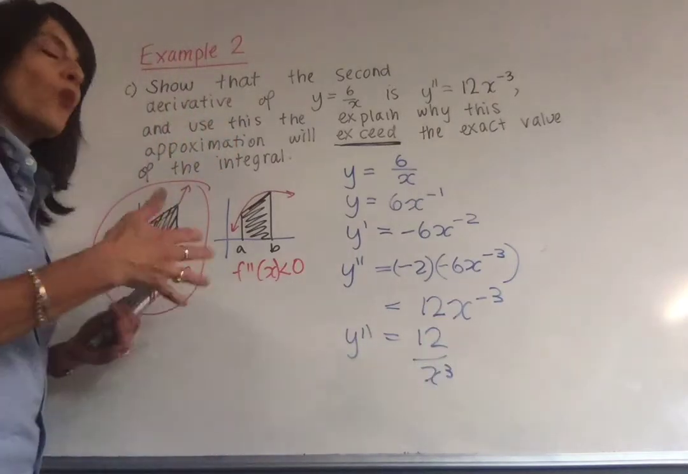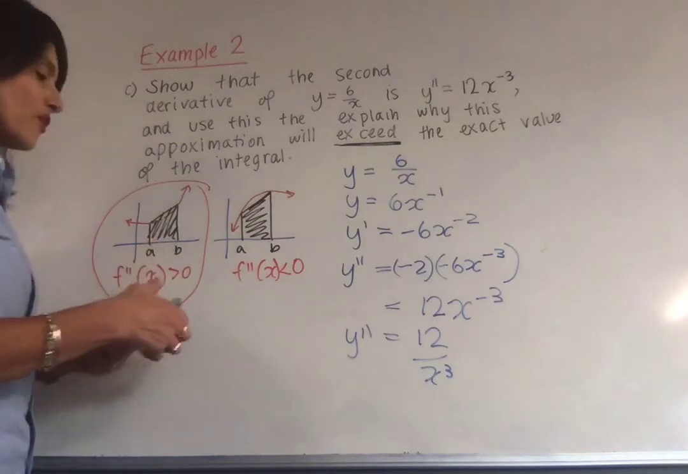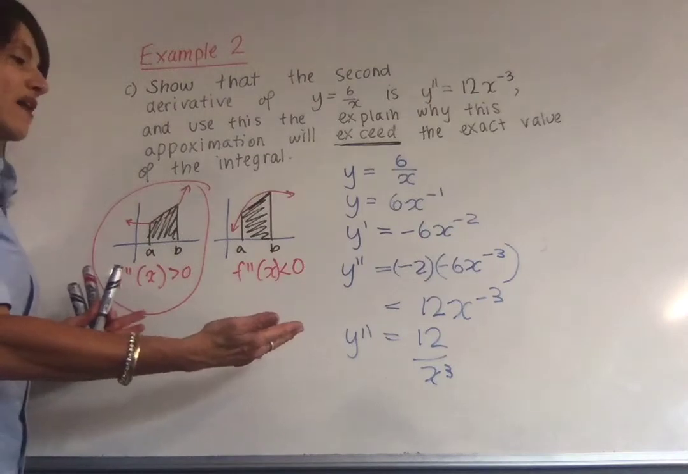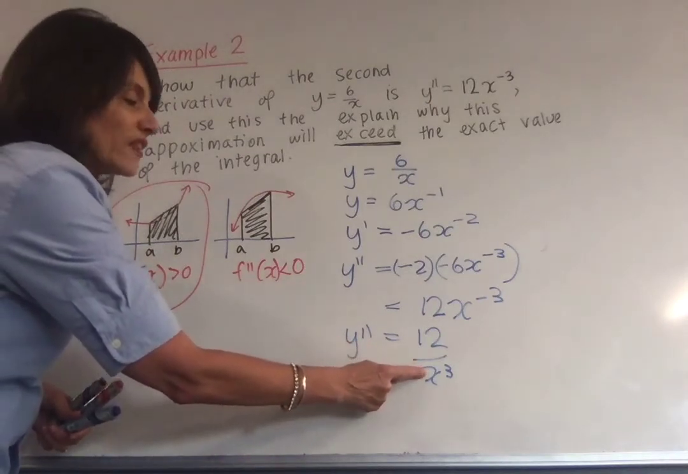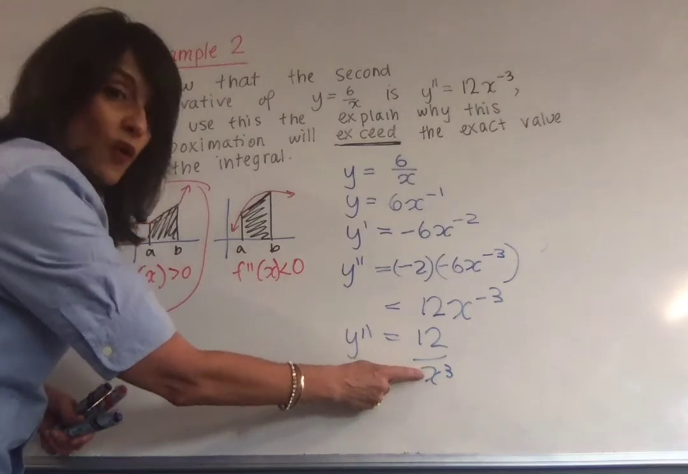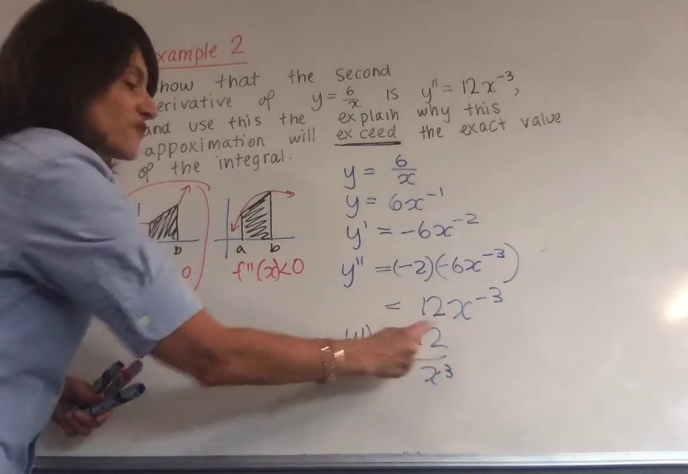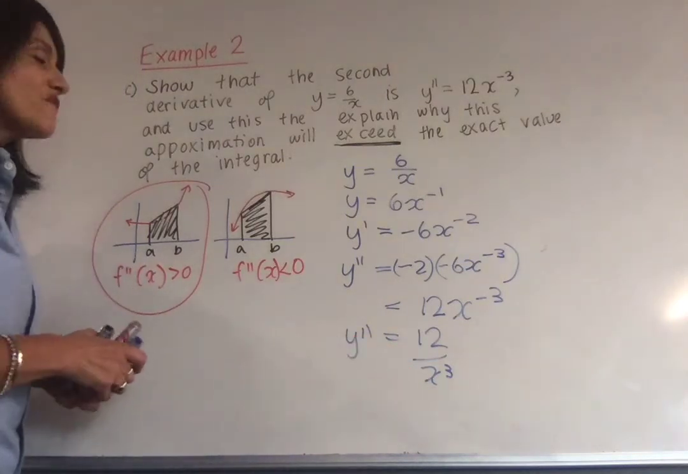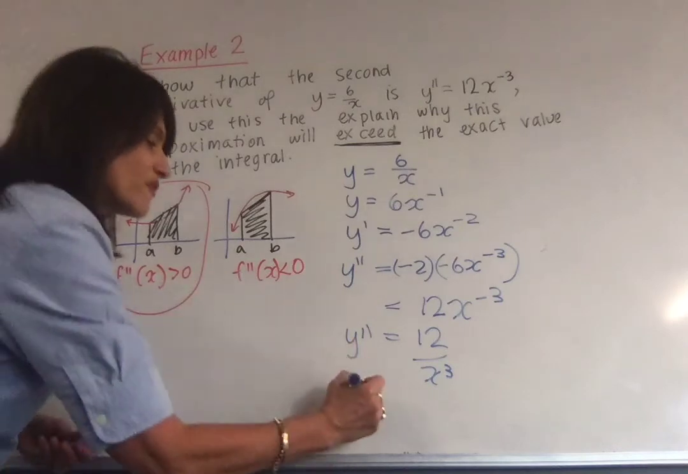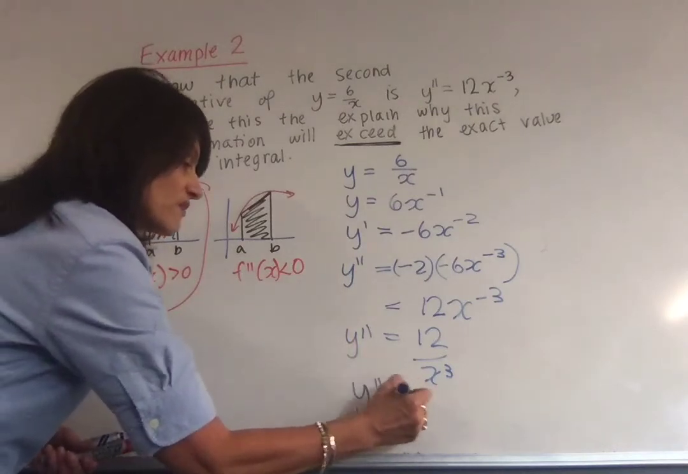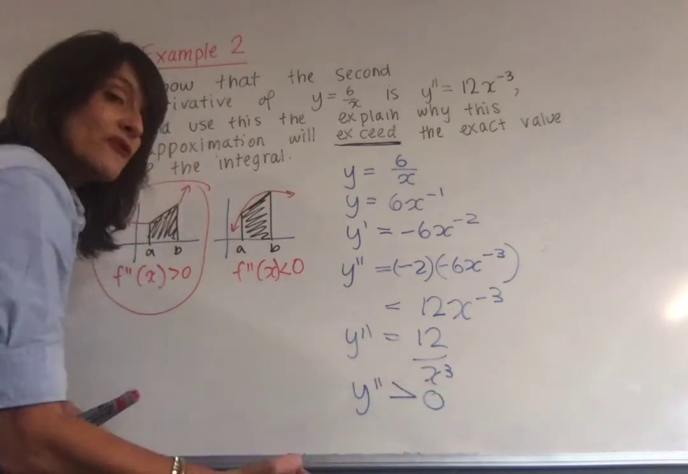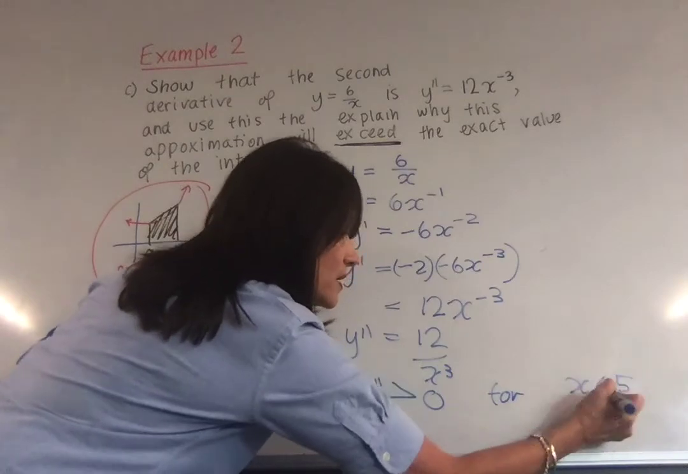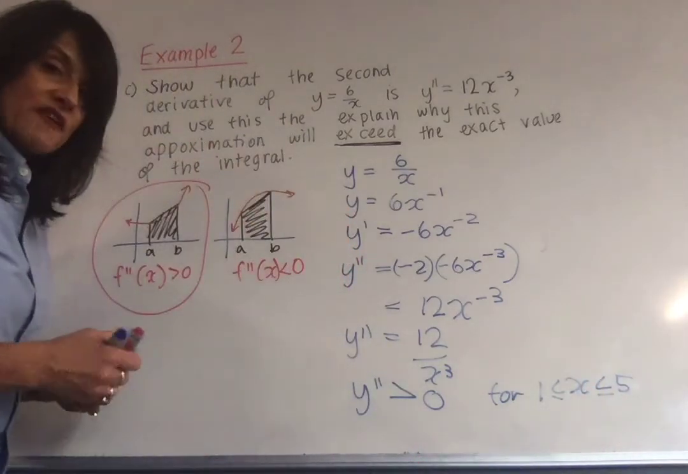Now let's think about where we're finding the area under the curve. Remember our table of values from x equals 1 through to x equals 5. Now if we substitute in either 1 or 2 or 3 or 4 or 5 into this function here for our second derivative, we know we're going to end up with a positive value for our second derivative every time. So in other words, the second derivative is going to be greater than 0 for all those values of x in between 1 and 5.